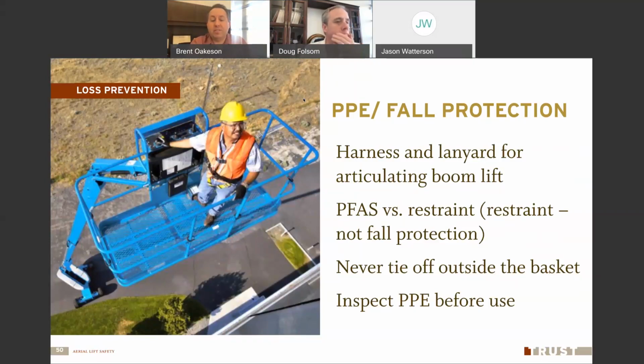You never want to tie off to something outside of the basket. The hooks are welded in there. They're designated for a hook off point inside those baskets, and you want to find that right area and hook up inside the basket there.